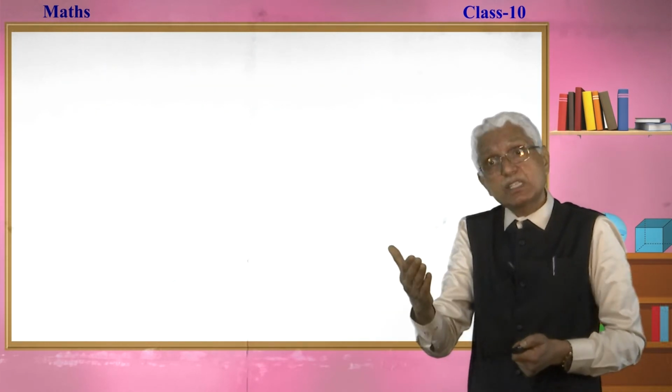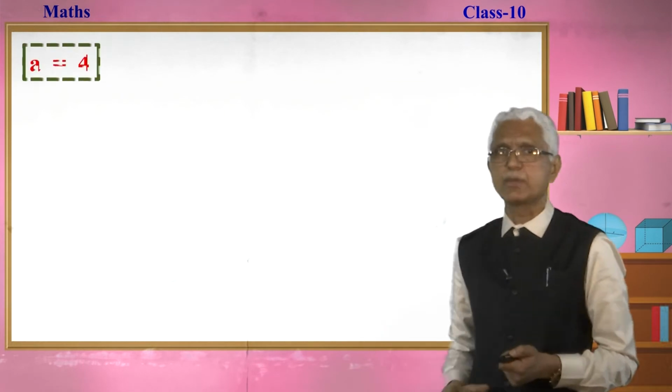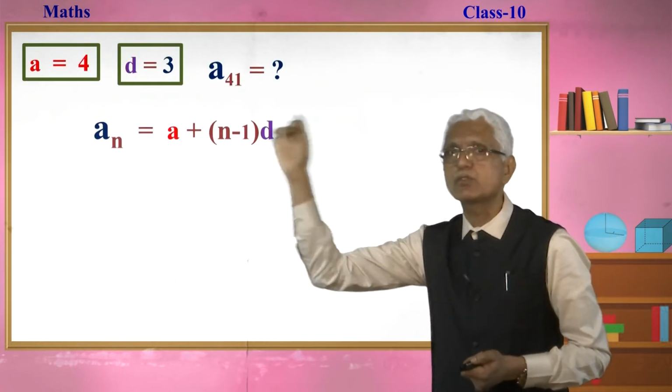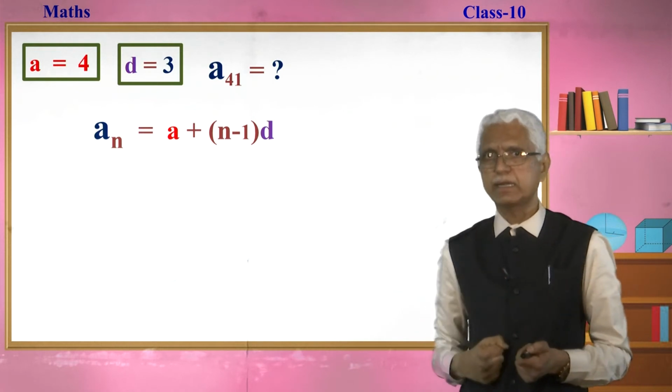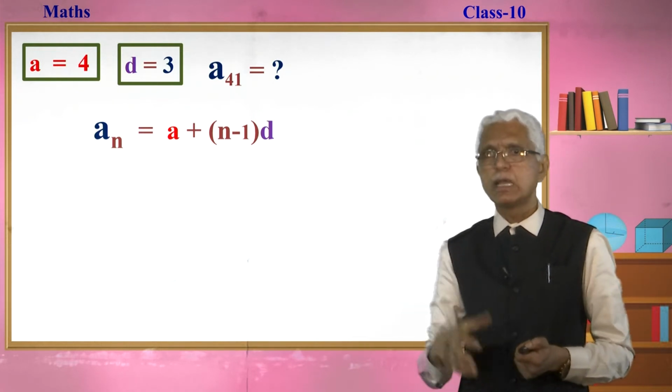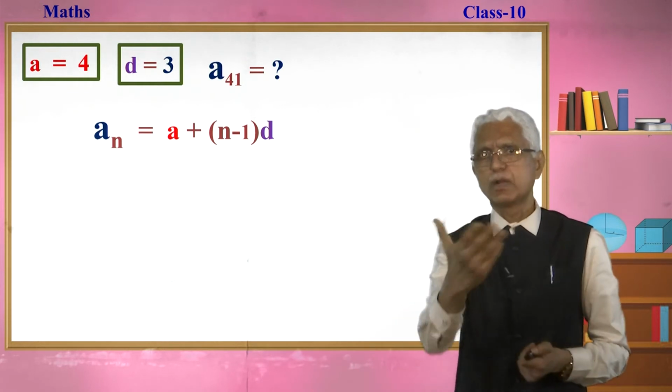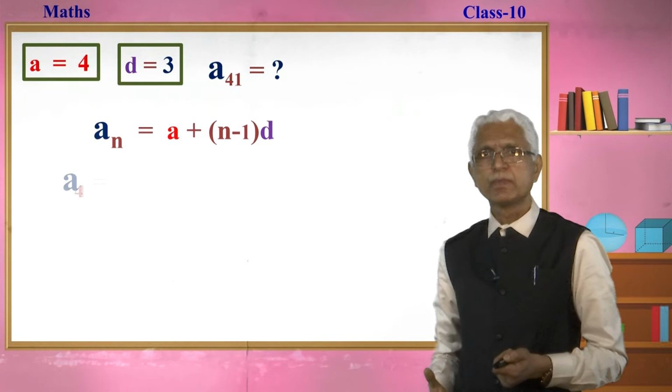What is the 41st term? I will start with the general formula. What is the general formula? an is equal to a plus n minus 1 into d. a is 4, you calculated it. d is 3, you found out. a41, you want to find out. Everything is ready. Use the formula an is equal to a plus n minus 1 into d, correct.